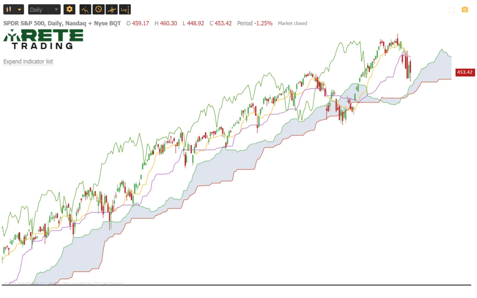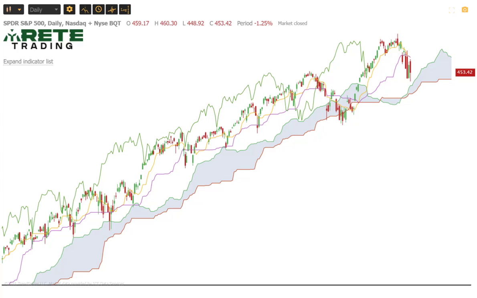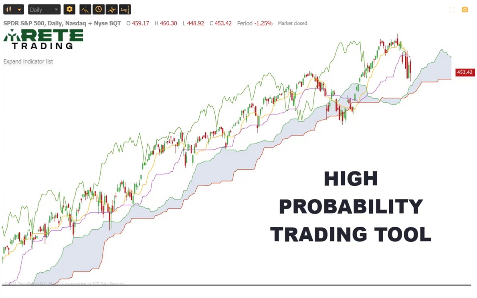Hey everybody. So today I'm pretty excited because this is one of my favorite indicators. And it's a little complicated, the Ichimoku cloud. But once you understand it, it can really yield very good results as far as high probability trades. So I wanted to spend some time going over it.